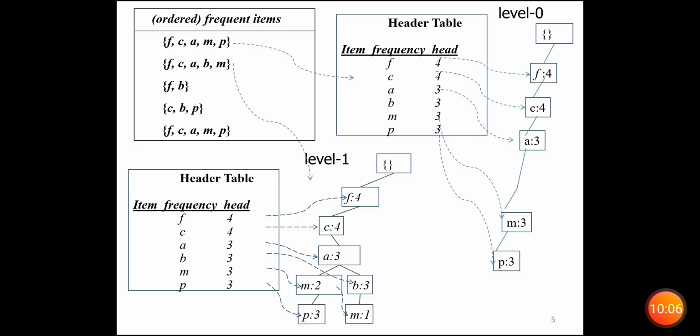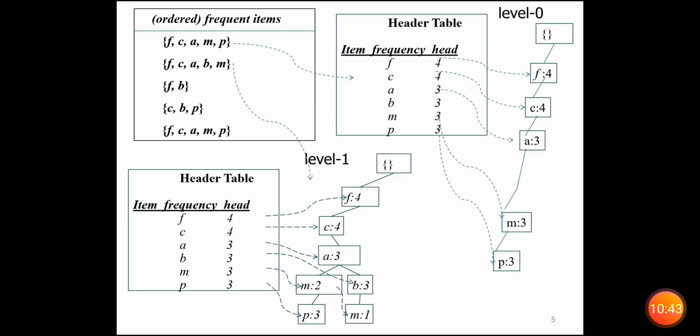Now, in level 0, all the frequent items will be given as nodes. They will be compared with, verified against the ordered frequent items. In the ordered frequent items table, the first item set is FCAMP, in which there is no B. So B is removed from level 0. All other items are given: F is available, C is available, A is available, M is available, and P is available.